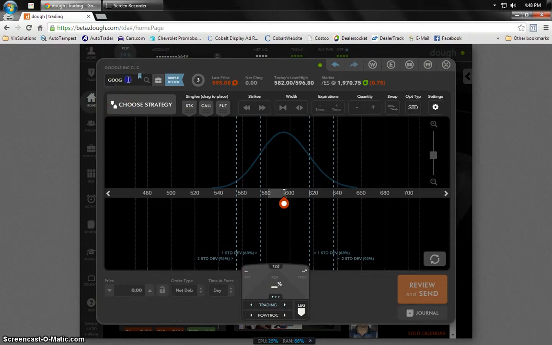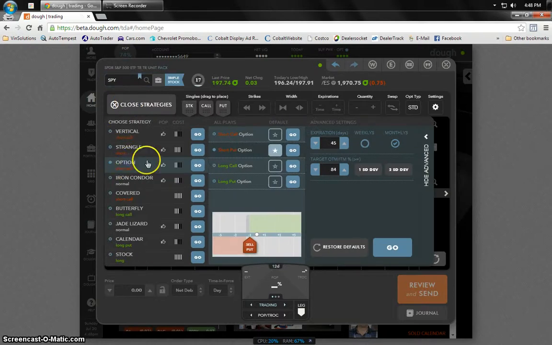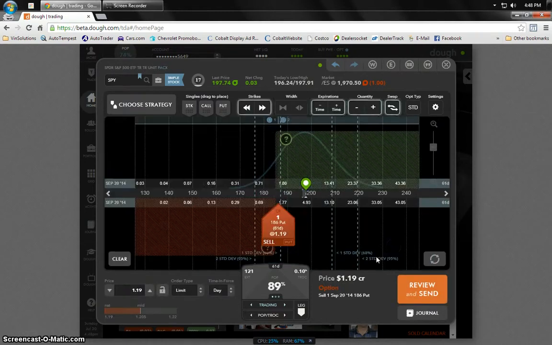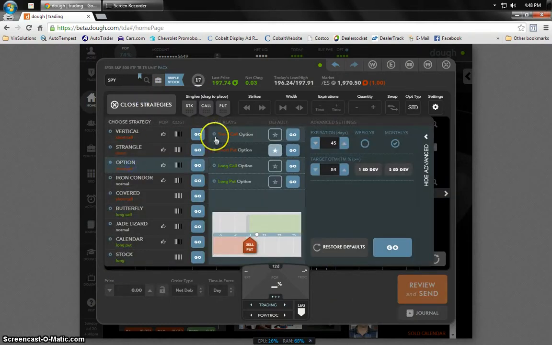Okay, let's do the same thing. Type in SPY. You're going to go to choose strategy, you're going to go to options, and this time instead of short put, instead of selling a put, you want to do the opposite of that, which is selling a call or a short call. Make sure this is 45 days, check on monthly, check on one standard deviation, you're going to hit go. Now in this case, whoops, screwed up there. Choose strategy, short put, I'm going to click on short call. Make sure this is right and click on go.